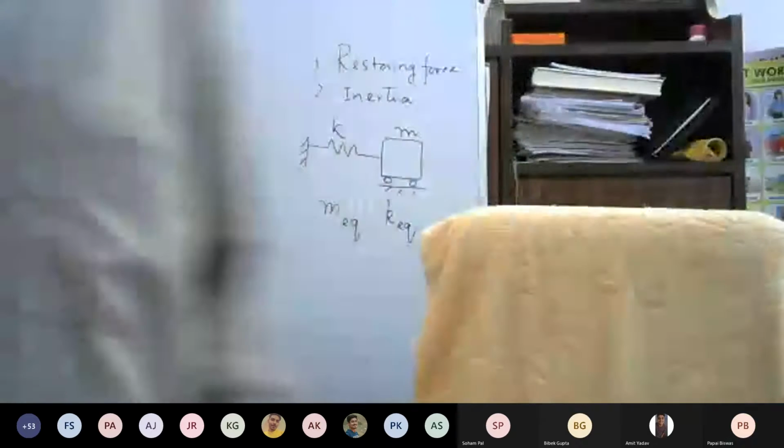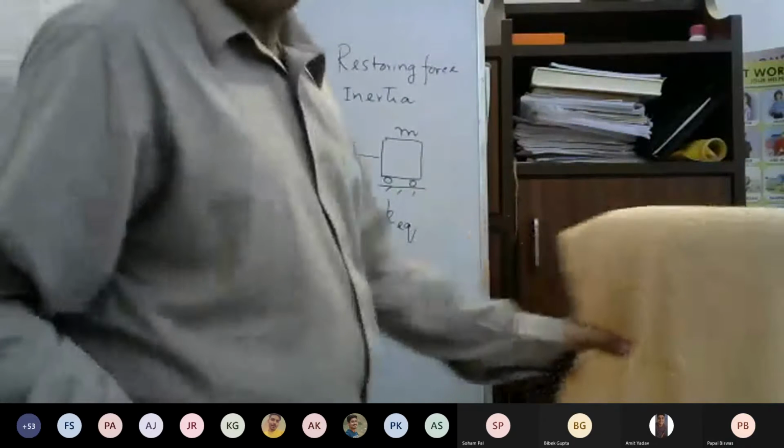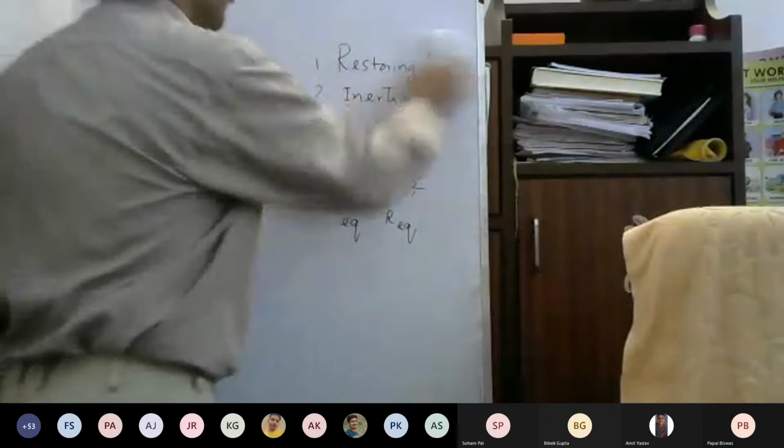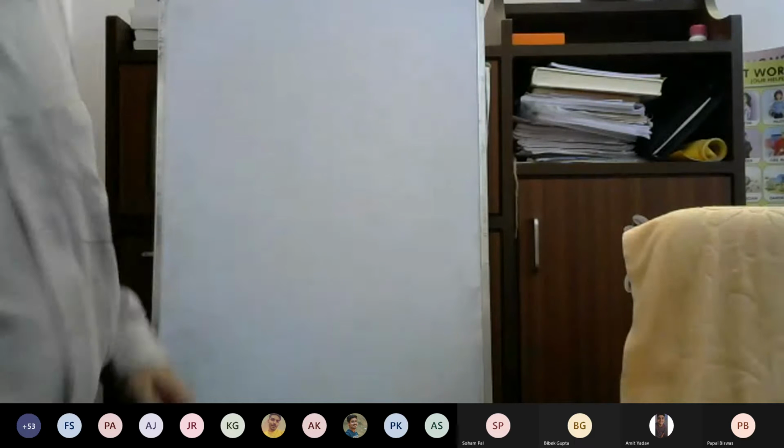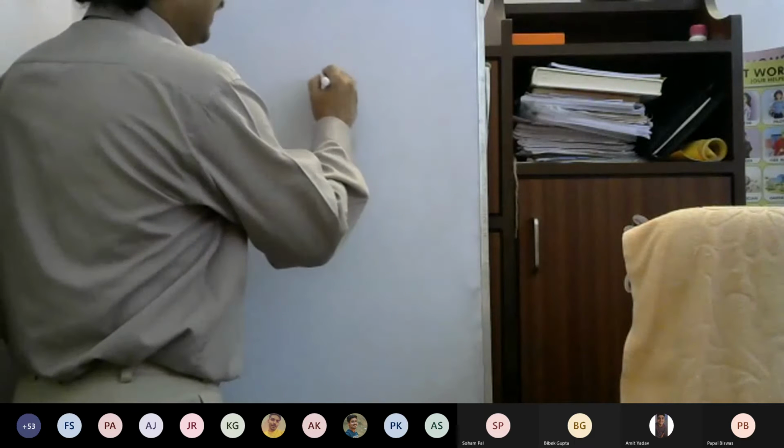How to calculate equivalent mass? That depends upon the system. See, that depends exactly on the system.